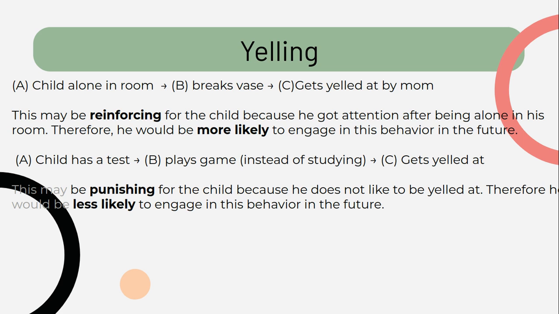In another example, let's say there's a child that has a test, and that is the antecedent, and the behavior is that he plays a game, in this case instead of studying. And the consequence is that he gets yelled at, either by a parent noticing that he did this, or maybe because he failed. But either way, the consequence for this behavior is that he gets yelled at.